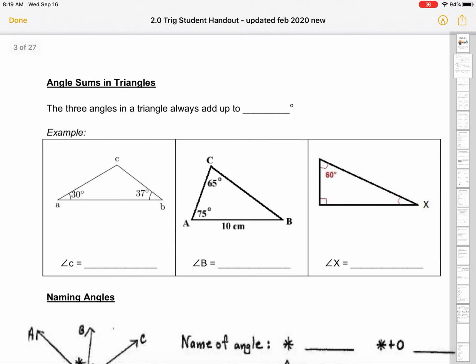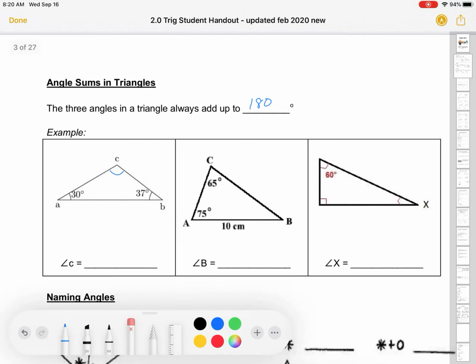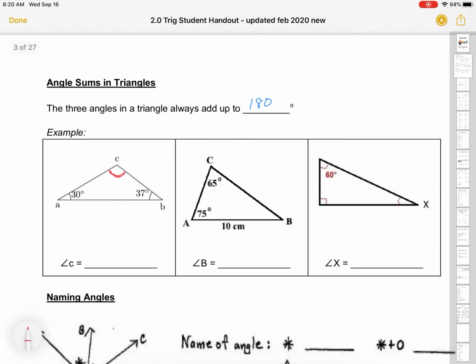Now, angle sums in triangles. In any triangle, the three angles, if you add them up, are always going to add up to 180 degrees. So no matter what angles I have in a triangle, they're going to add up to 180 degrees. So we can use this to find missing angles. So here, for example, I have a triangle ABC. I know angle A and I know angle B, but I don't know angle C. I'm actually going to make it red so we can really see that it's a mystery.